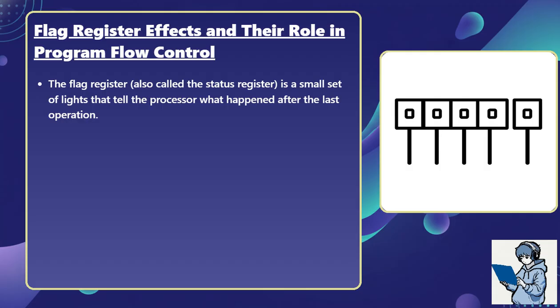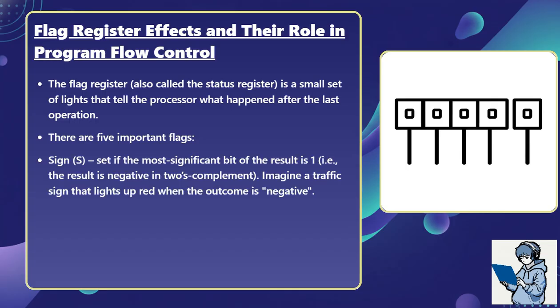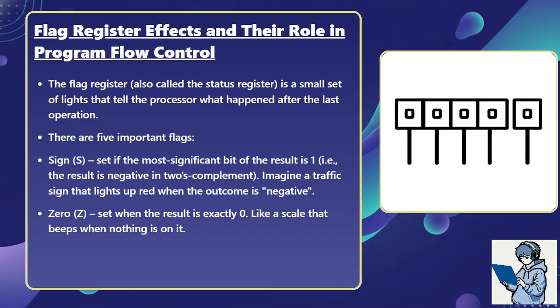The flag register, also called the status register, is a small set of lights that tell the processor what happened after the last operation. There are 5 important flags. Sign, S, set if the most significant bit of the result is 1, that is, the result is negative in 2's complement. Imagine a traffic sign that lights up red when the outcome is negative. Zero, Z, set when the result is exactly 0, like a scale that beeps when nothing is on it.